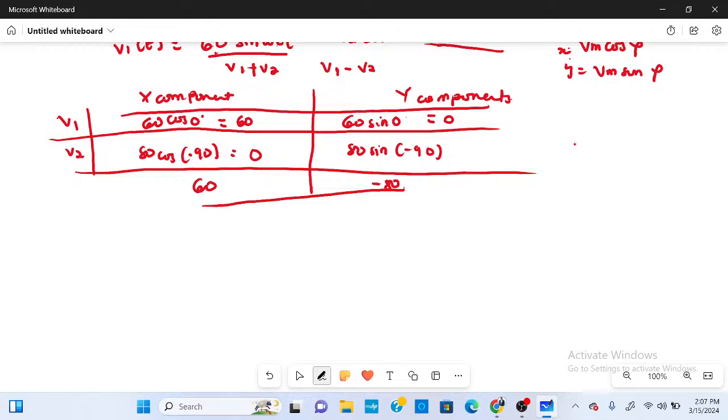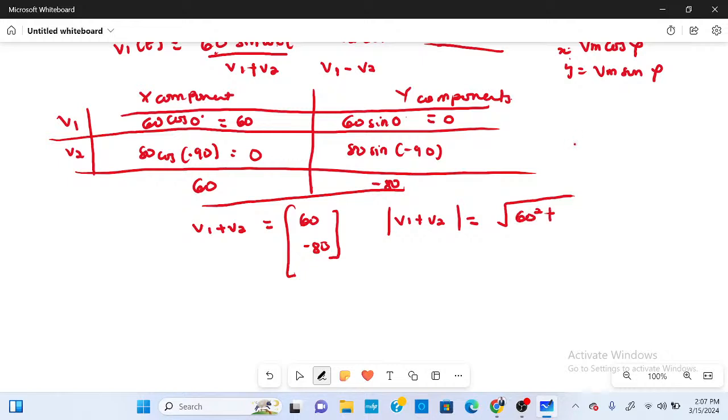So I have my V1 plus V2 to be equal to 60, negative 80, right? In a vector form. What you're going to do is you find the magnitude of V1 plus V2. And this is equal to the square root of 60 squared plus negative 80 squared. And this simply gives us, if you have 6 and 8, realize that you get 100. Is that not it? So you are going to get 100.